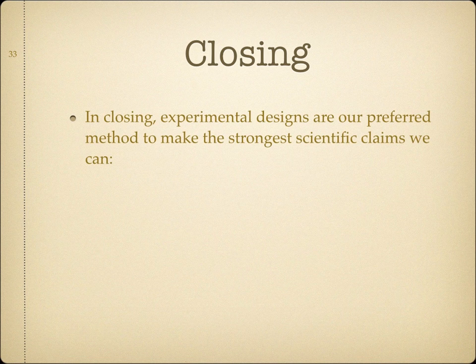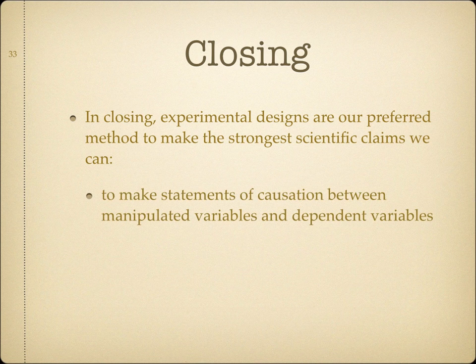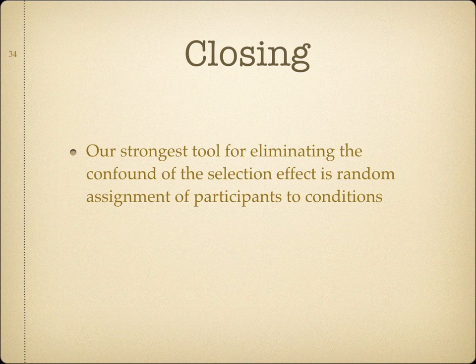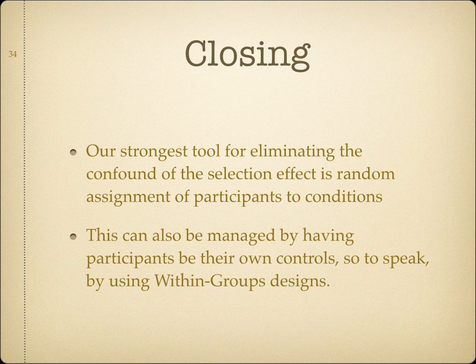In closing, experimental designs are our preferred method because we can make the strongest scientific claims that we want to make. We want to be able to make statements of causation between our manipulated variables and our dependent variables. Great care is needed in these designs to ensure that extraneous variables, particularly confounding variables, are eliminated to preserve the ability to make causal claims. Our strongest tool for eliminating the confound of selection, which is a particularly difficult one, is random assignment of participants to conditions. We can also manage this issue of a selection effect by having participants be their own controls, so to speak, by using within groups designs.